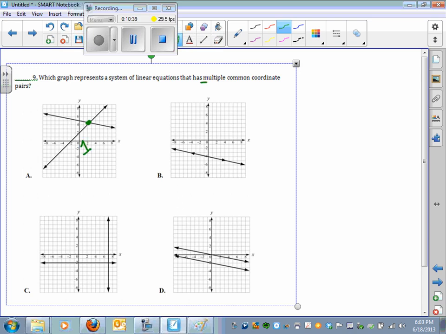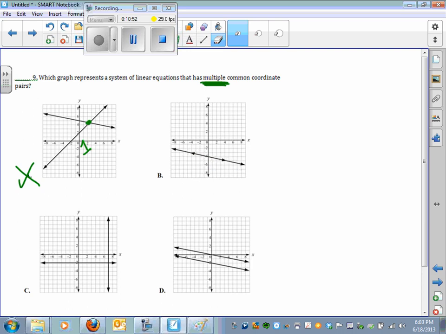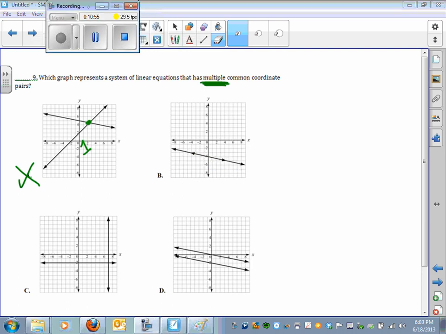No. Okay. B, you'll notice you've got a little line on top of another line. I shouldn't really say little line, because lines technically go on forever regardless of how much you've actually drawn. But they did that so you could see there's one on top of the other. They share every point in here. And so that one is, yes, it has more than one common coordinate.